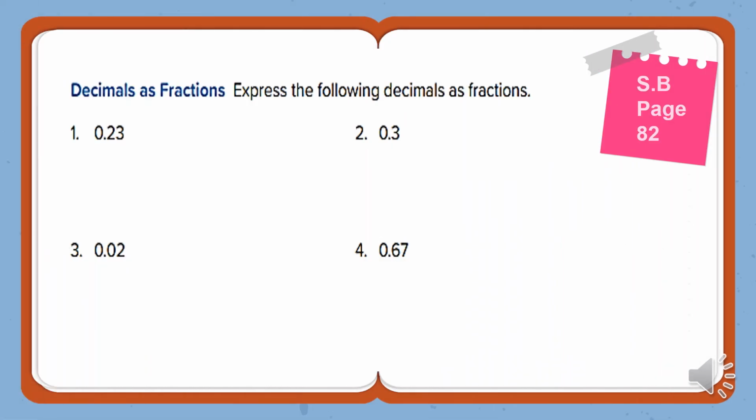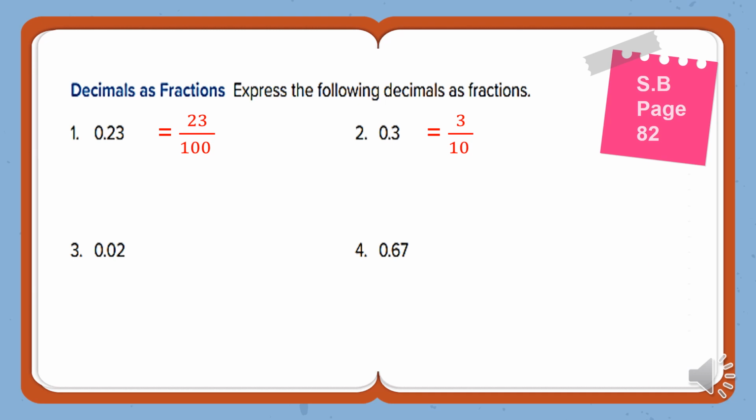Express the following decimals as fractions. Let's convert these decimals to fraction form. Number 1, we have 0.23. I have after the decimal point 2 digits. That means we have 100 in the denominator, so the fraction will be 23 over 100. Number 2, we have 0.3. That means the fraction is 3 over 10.